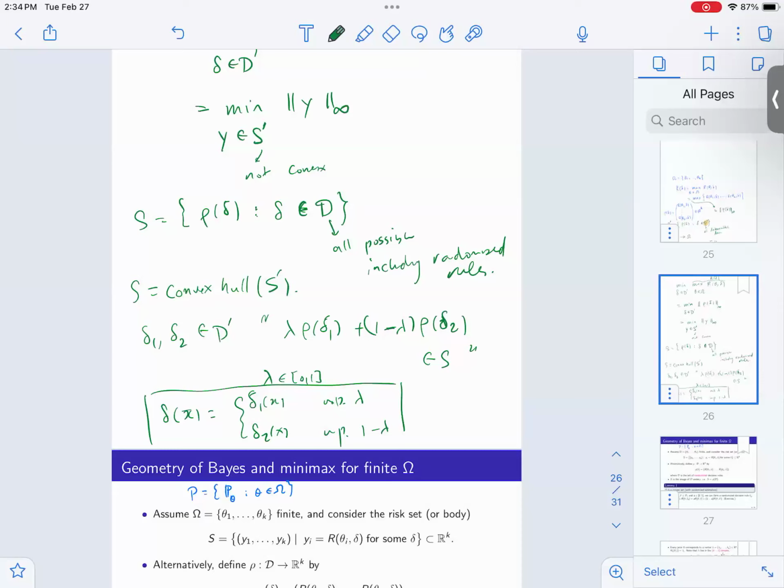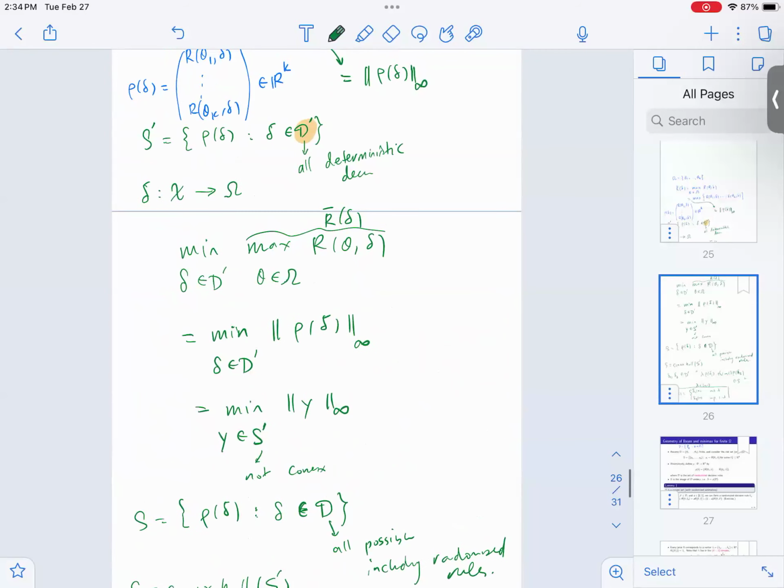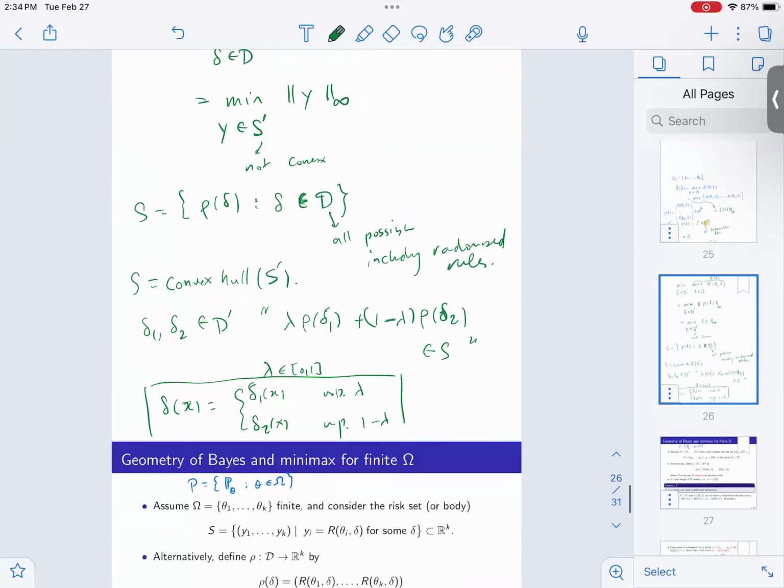But if I do that, then the risk of this is easy to see. Do it for yourself, convince yourself it's an expectation, and you condition on the source of randomness, the tower property, right? Condition on the Bernoulli variable, and given that, you take the risk and the average. Okay, so the idea is that randomization allows us to go from this set, which is possibly non-convex, to a set which is convex. So that's the use of randomization.